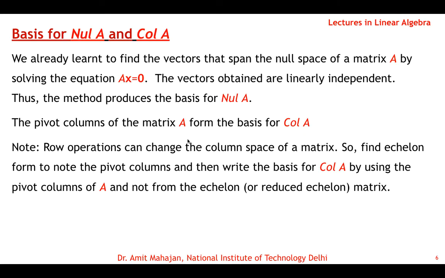Row operations can change the column space of a matrix. So find the equivalent form to note the pivot columns, and then write the basis of the column space of A by using the pivot columns of the original matrix A, and not from the equivalent or reduced equivalent matrix. Okay, so this is important.